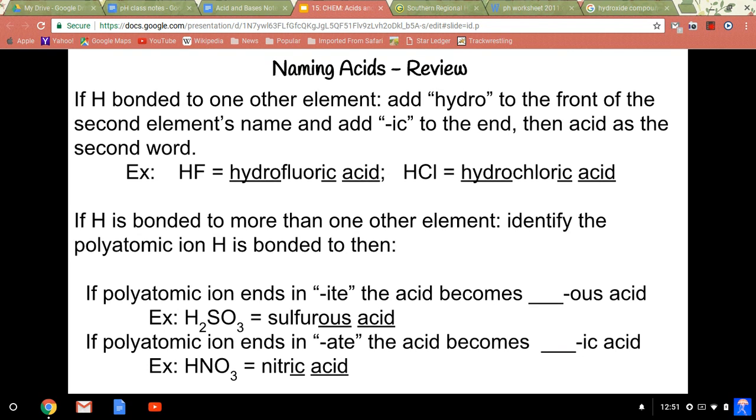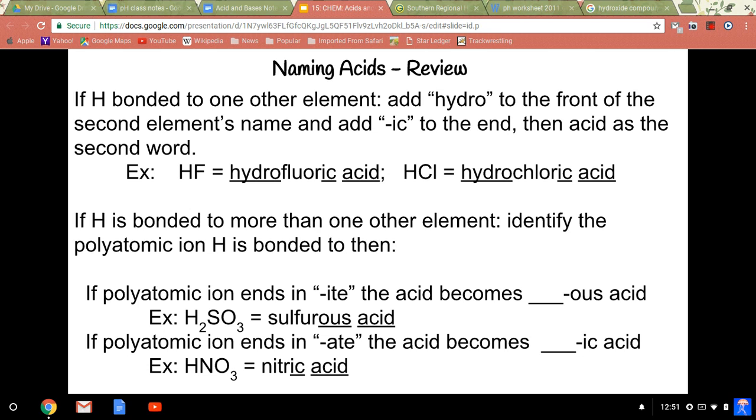And our polyatomic ions are back. Remember, you add enough hydrogens in front, because that's how we know it's an acid, to cancel out whatever the charge on that polyatomic ion is. And remember, when we're naming them, if it's an ite ending, like sulfite that we see in this first example, it becomes ous. And if it has an ate ending, like nitrate that we see in the second example, it gets an ic ending.